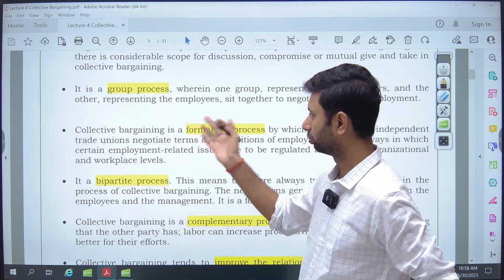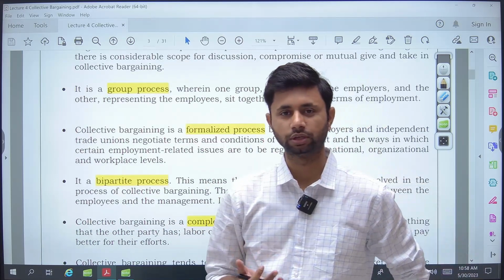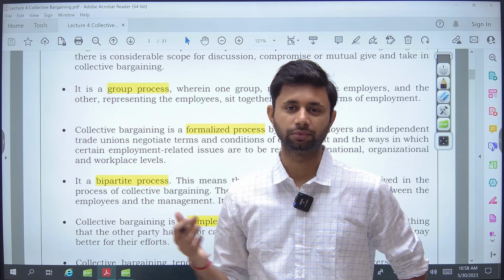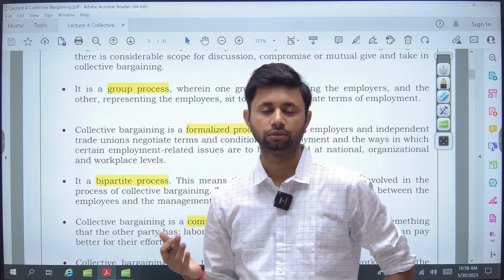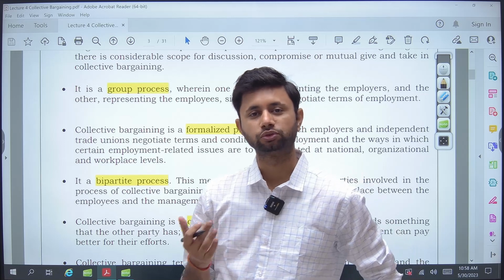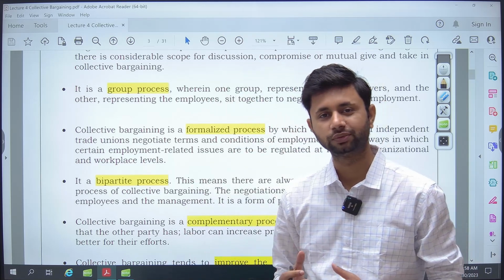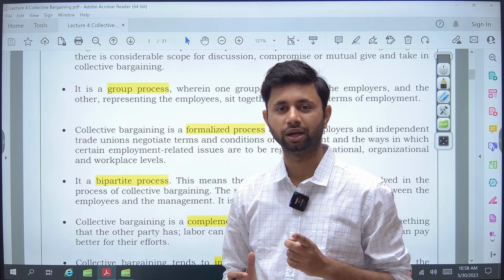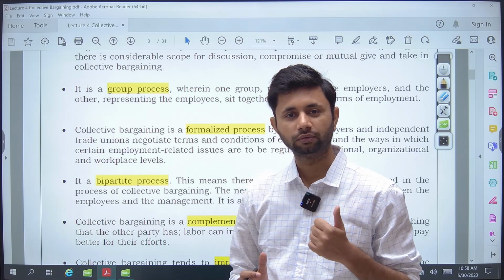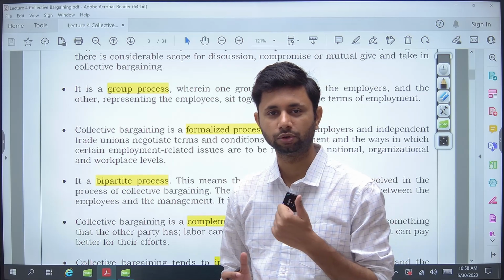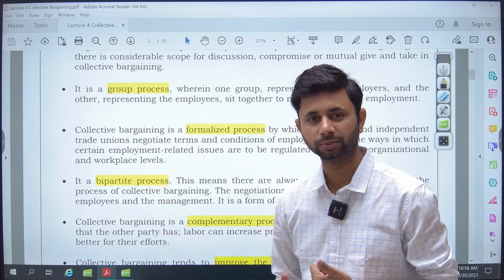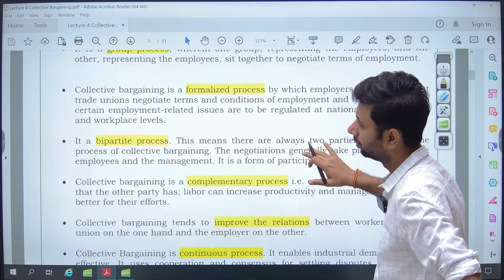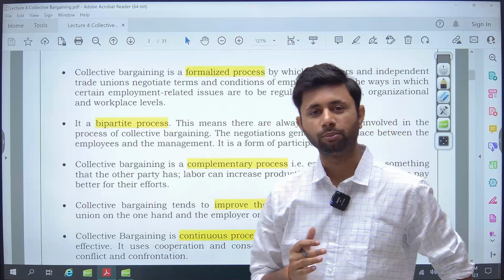It is a group process. Obviously, it is a group process because it involves a workers' collective group and a management group. Sometimes it also involves the government, and the Supreme Court as adjudicating authority. So it is a group process where all these groups sit, not individuals. No one person from management will come, no one worker will come. It is not about one worker or one person from management, it is about a group of people. Now we are talking about collective bargaining as a formalized process.